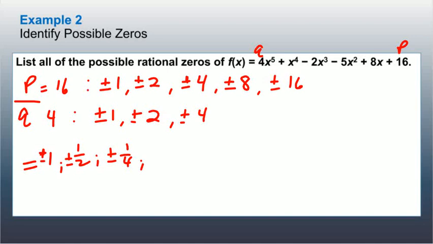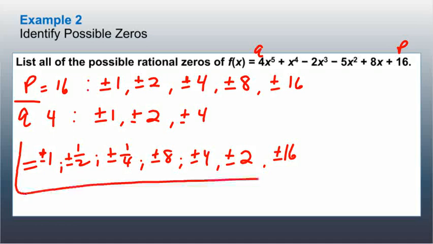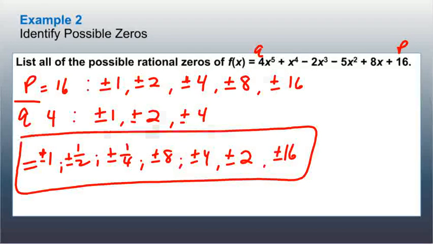8 divided by 1 is positive and negative 8. 8 divided by 2 is positive and negative 4. And 8 divided by 4 is positive and negative 2. And then 16, positive and negative 16. 16 divided by 2 is 8. 16 divided by 4 is 4. So these are all the possible rational zeros we could have. Not all of them would work, but those are all the possibilities.